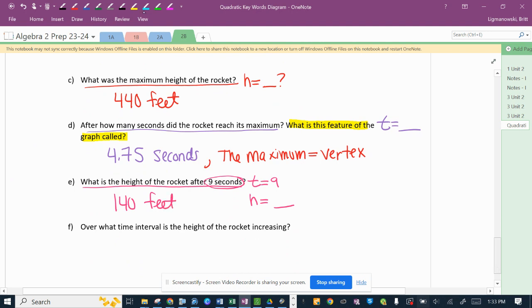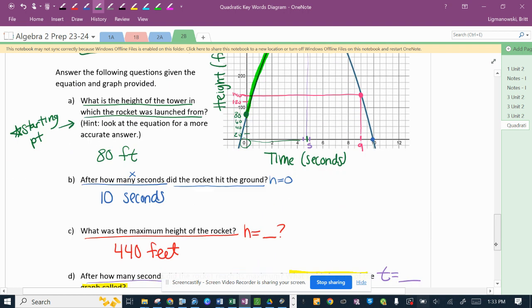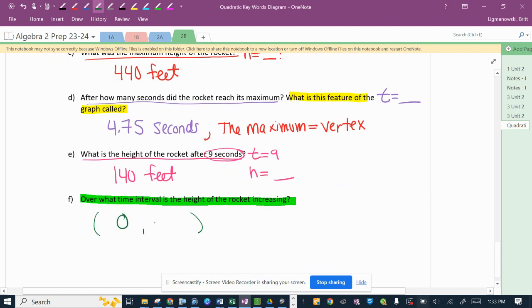Over what time interval is the rocket increasing? So again, now we're giving an interval of time. So if I go back and look at my graph, I can see that the rocket is increasing from here to here, and then it'll decrease after that. So remember, we're talking about interval of time. So 0 to, we said that where it hits that maximum at 4.75. So it's an increase from 0 to 4.75, or 0 seconds to 4.75 seconds.